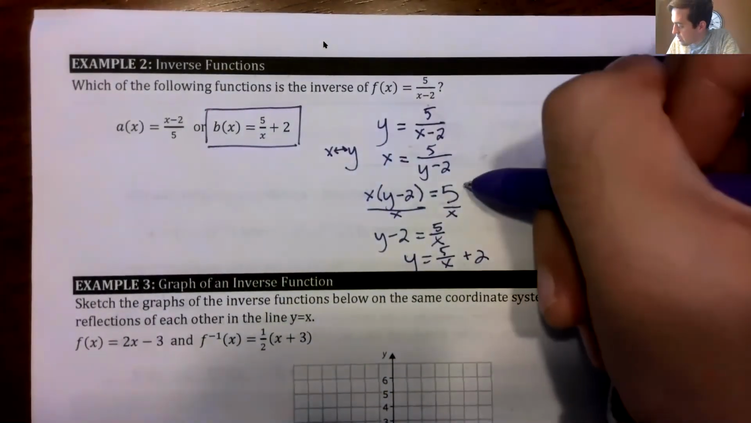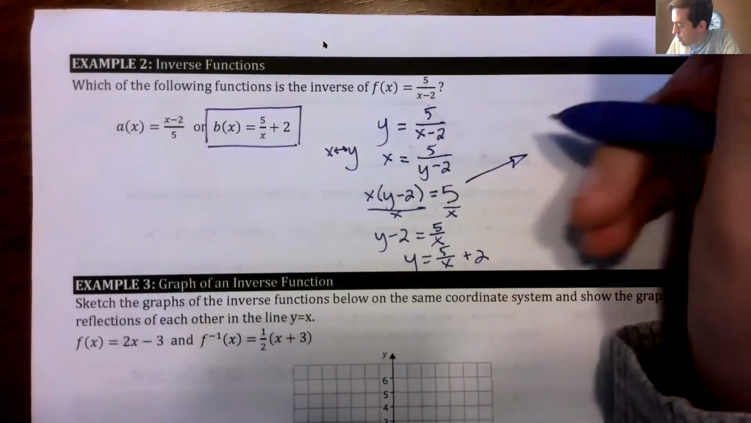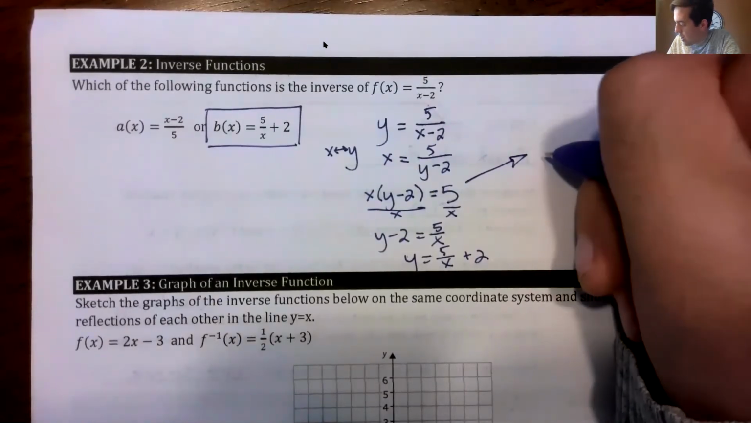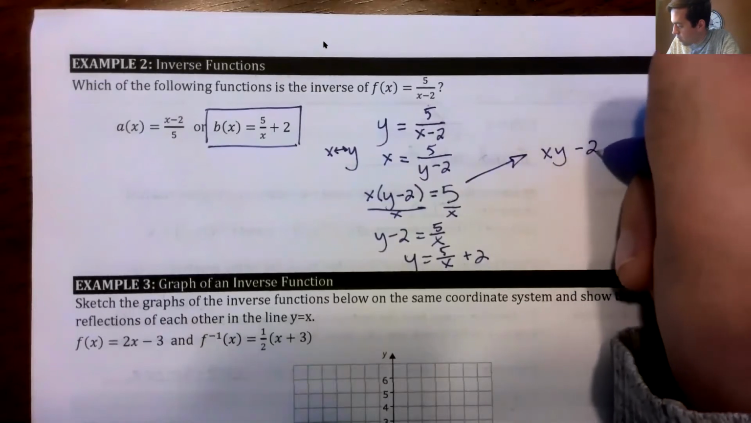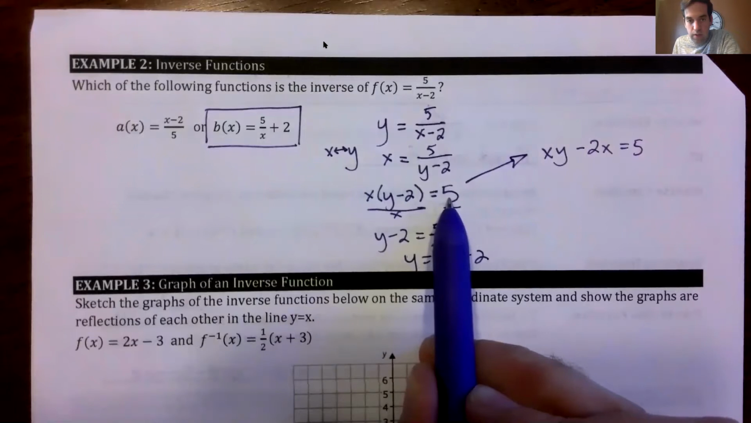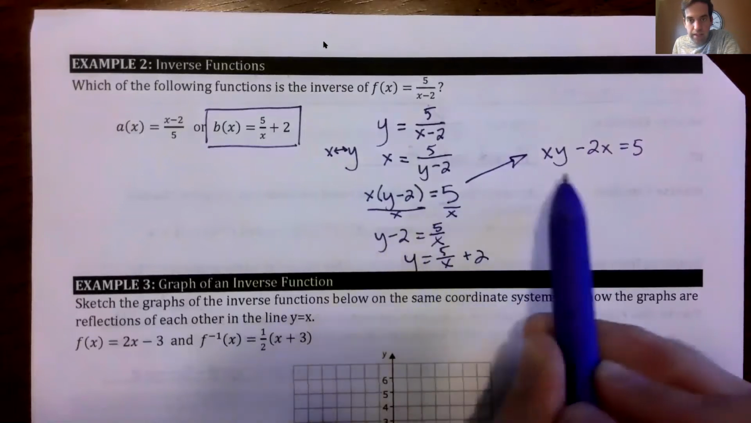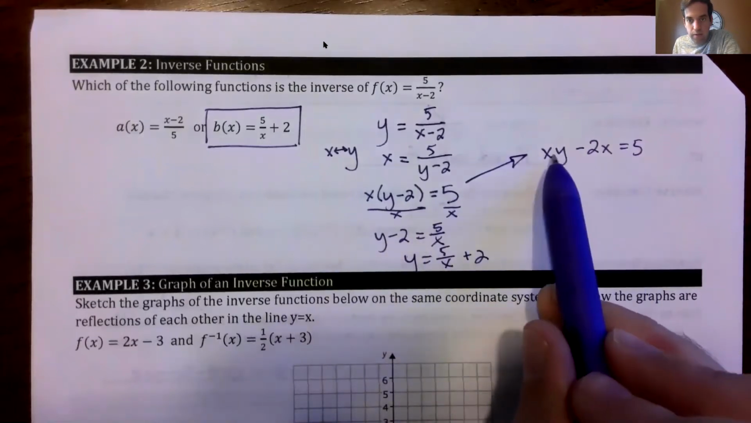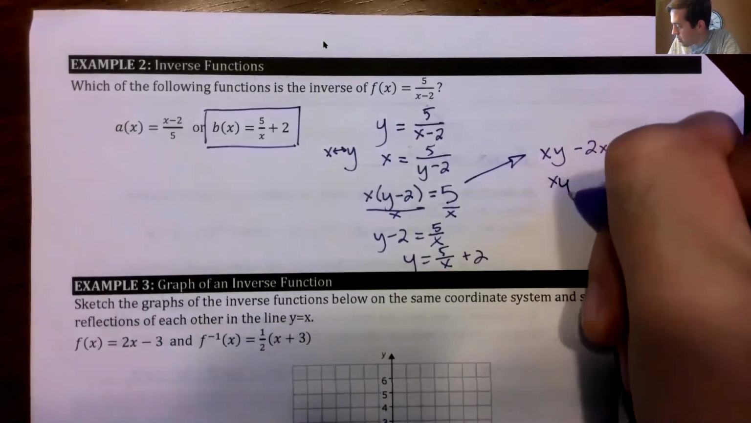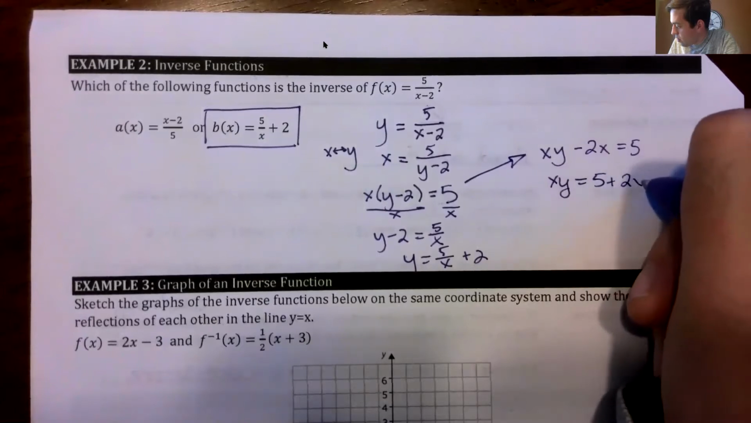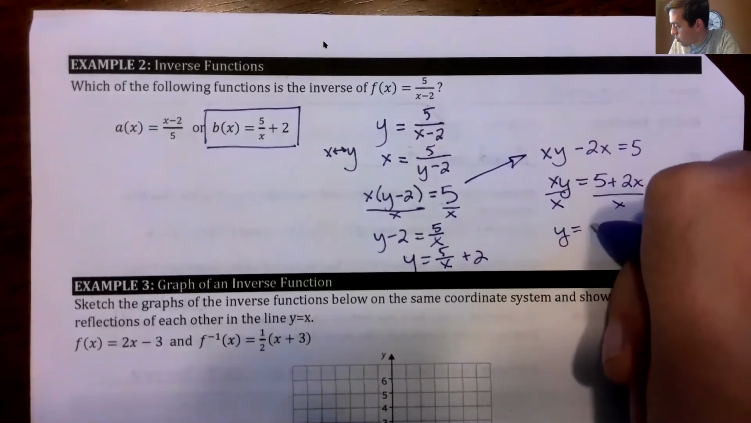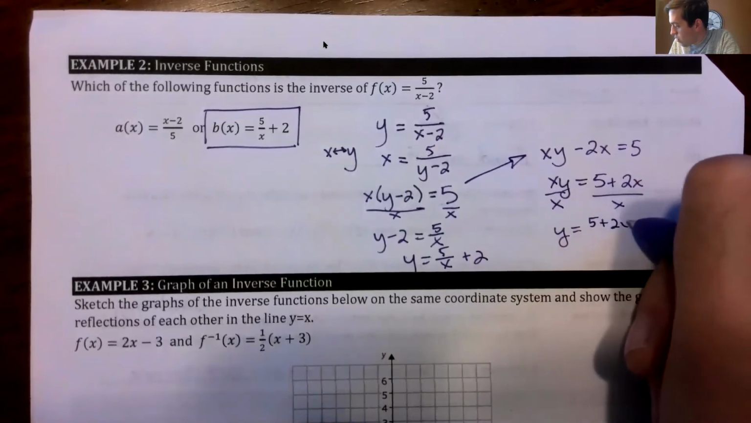Now let's say we got to this step, and alternatively, instead of just dividing by x, we distributed the x. So we have xy minus 2x equals 5. Again, that's just another way of writing this equation. And let's say we did that, and now we're going to try to solve this for y equals. So you probably would also add the 2x to the other side, and then divide by x. And now we have y equals 5 plus 2x over x.